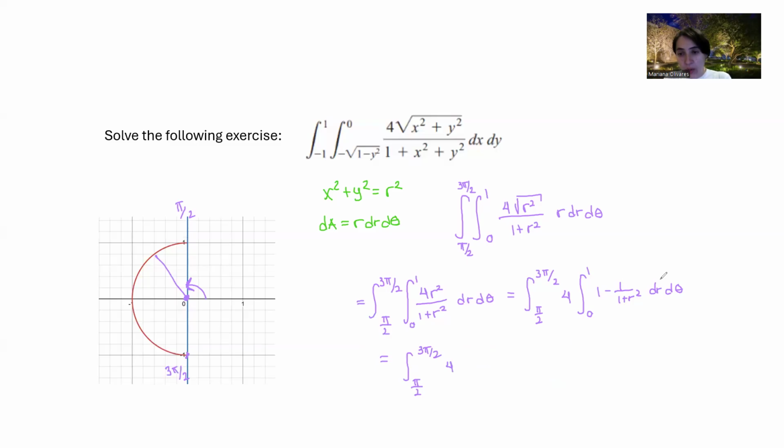The integral of 1 with respect to r is going to give me an r. And from here, what we're getting as a result is minus tangent to the minus 1 of r, d theta. So with that, we need to evaluate from 0 to 1, and then solve the last integral. It seems complicated, but it's kind of easy, right?